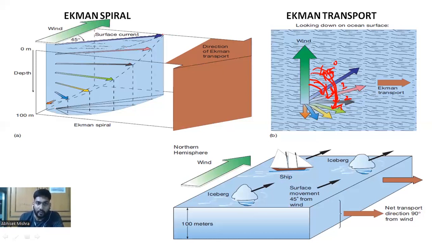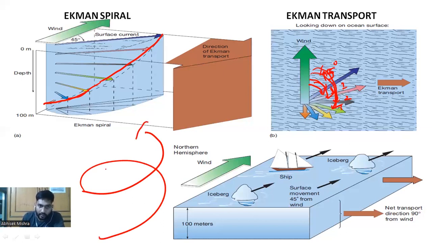So we can see that there is a spiral kind of motion. This is wind. The first layer is set in motion, then the second layer, then the third layer. So there is a spiral kind of motion. Okay, it is gradually decreasing. So there is a spiral or spring-like motion. Okay, this is like this.